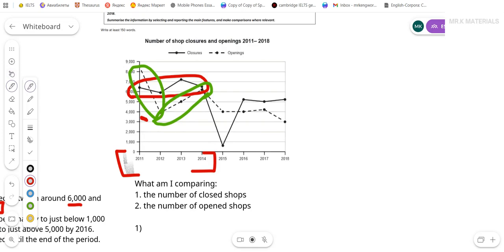Okay, right now you can pause the video and try to compare closures with openings between the years 2011 and 2014.